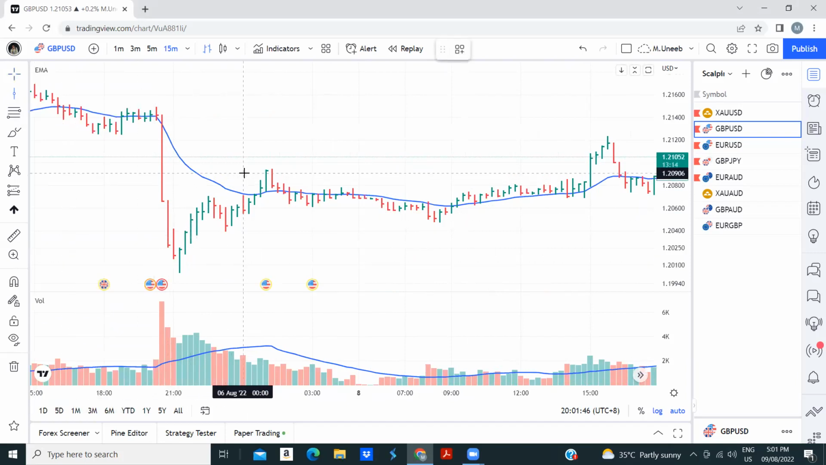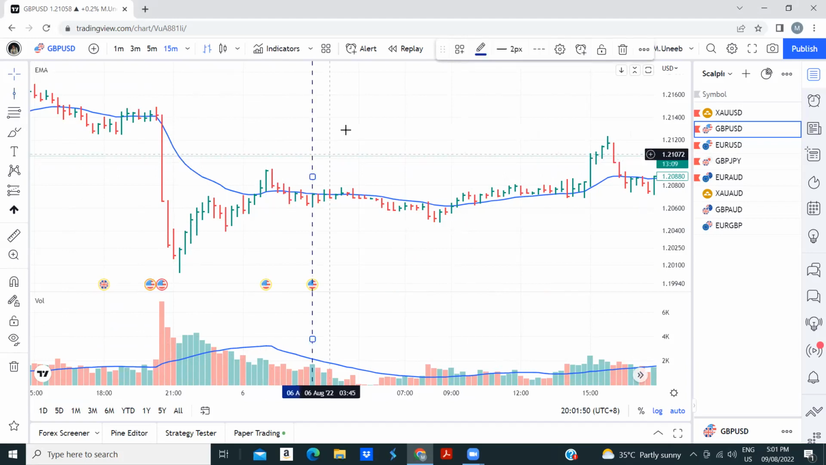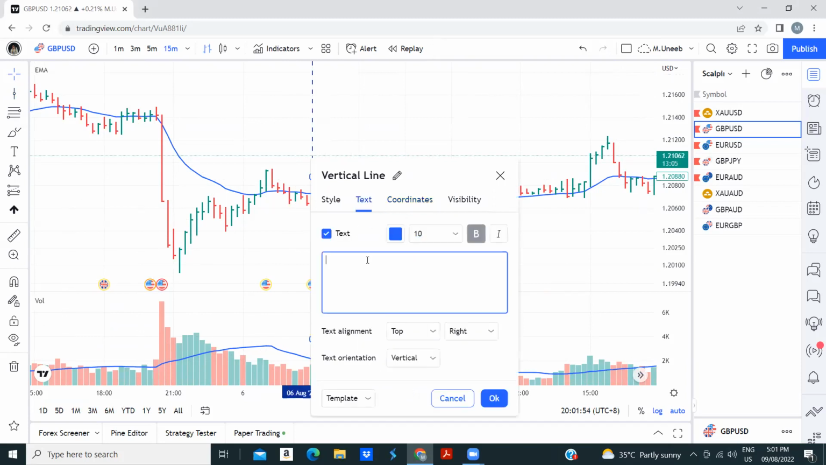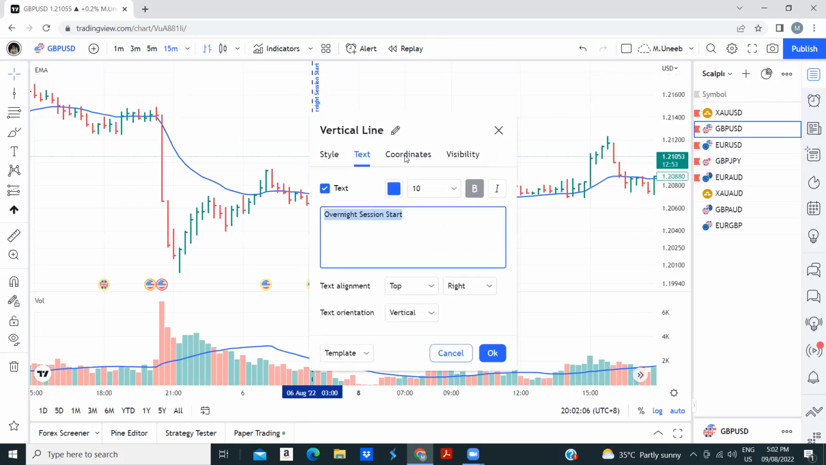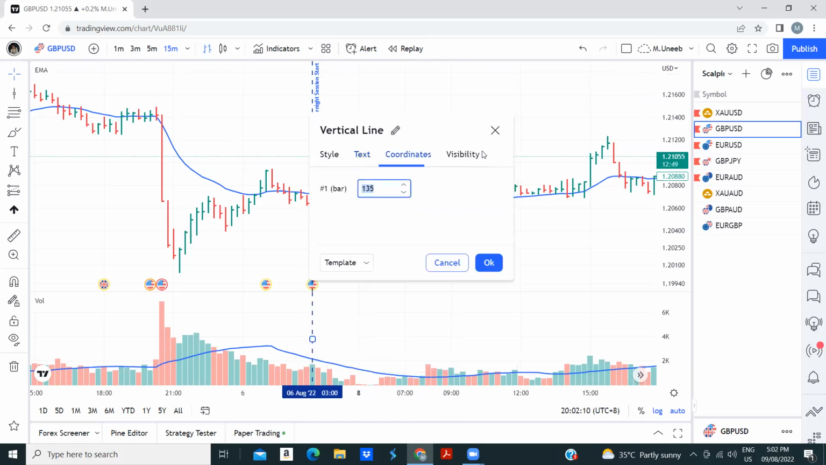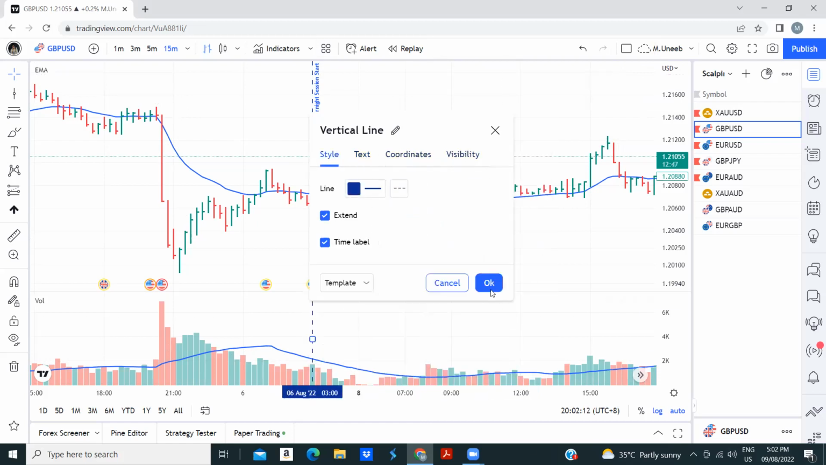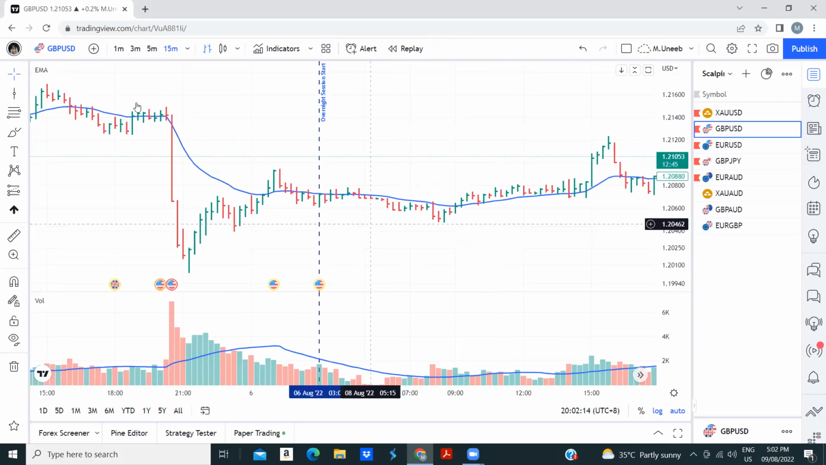So that was 12:03 a.m. your time, the starting of this overnight session. So we just write down this as overnight session start. Text orientation, vertical, right, coordinate, visibility. Okay, so overnight session start.